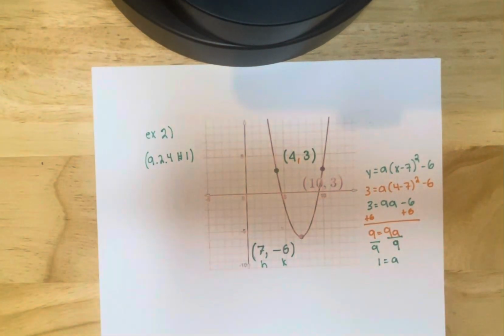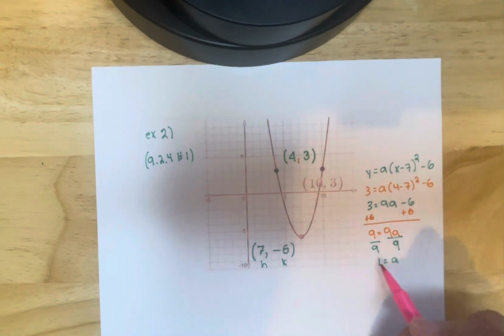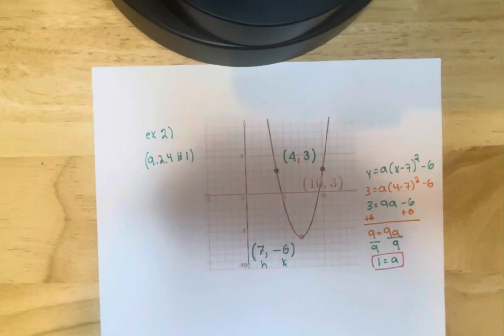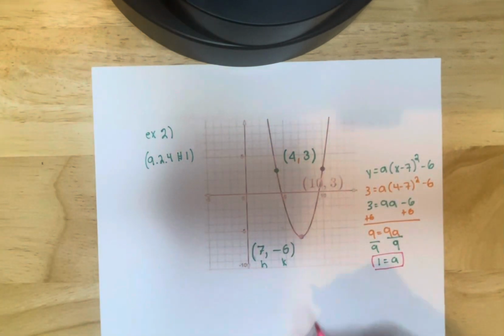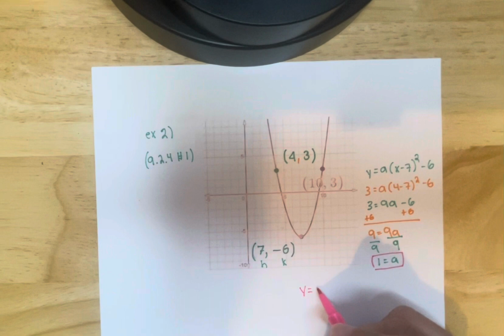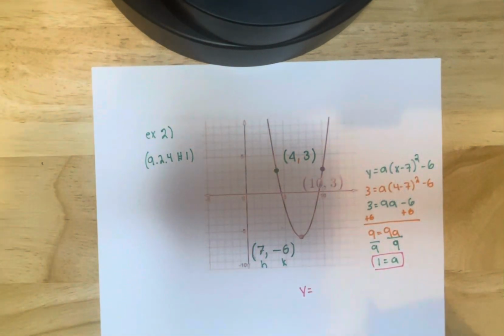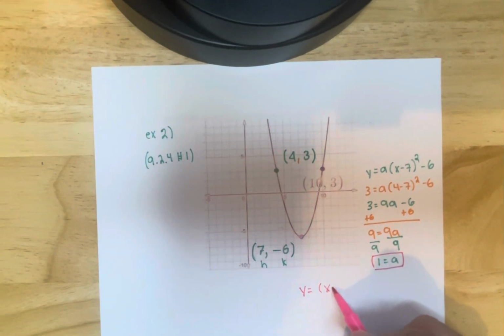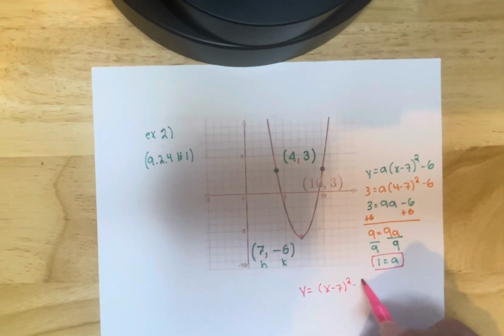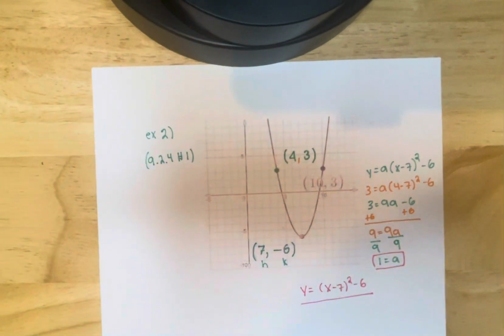The beautiful thing about this is you can self-check your work. The fact that I got 1 is equal to a, remember what I said in the previous video, a is positive. If a is positive, that means I need to have a parabola facing up, which I do. So my final answer is y equals my a, which is 1. You don't have to write it because it's technically self-implied. Then I'll write the rest: x minus 7 to the second power minus 6. That will be my final answer in quadratic form.